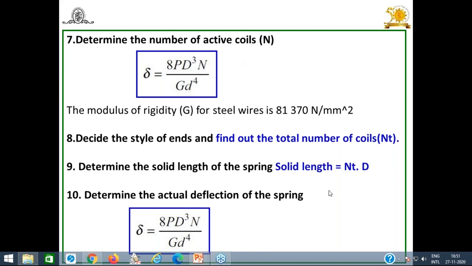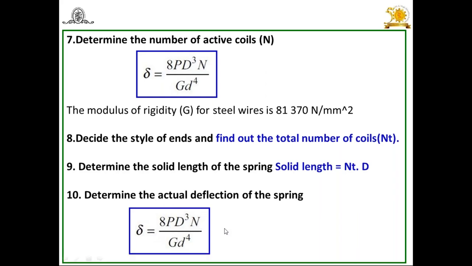From the total number of coils and the inactive and active coils, you will get the active turns again. And sometimes there may be 7.6 turns. Generally, instead of 7.6, we convert it into 7. Because of that, this delta is going to change. That's why, for the actual deflection, we have to substitute the value 7, and then we will get the delta once again. Again, the same deflection and load equation is used to calculate the actual deflection.